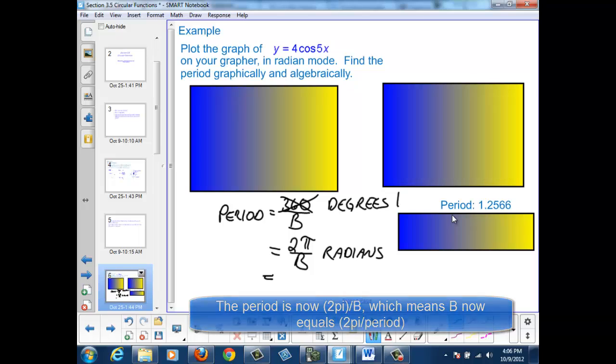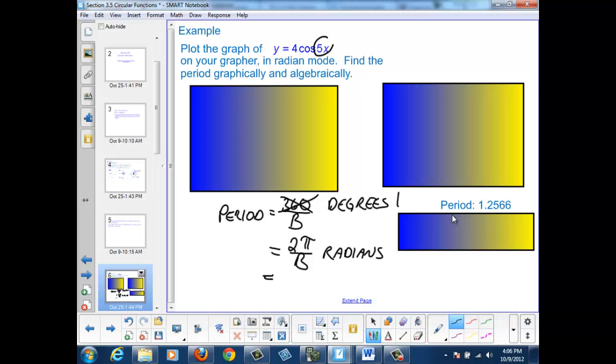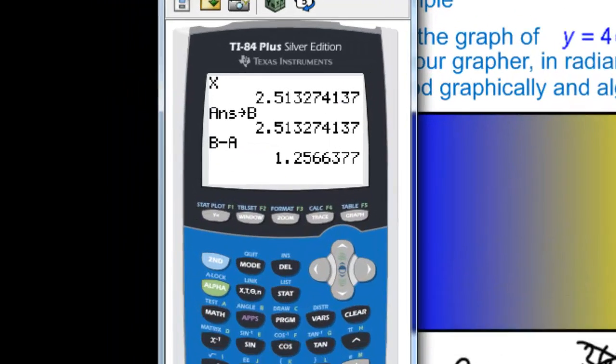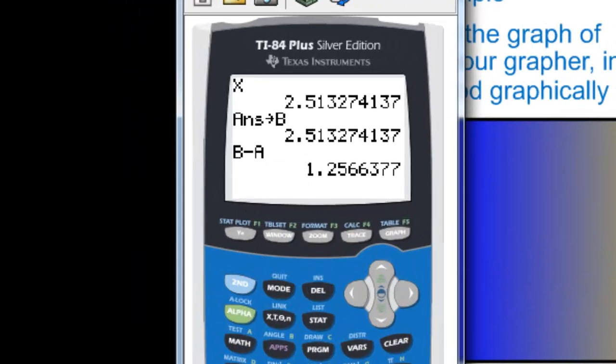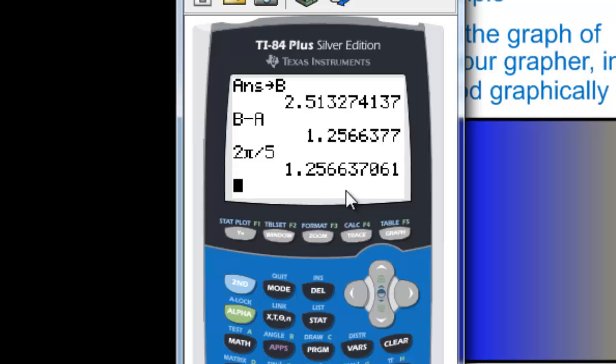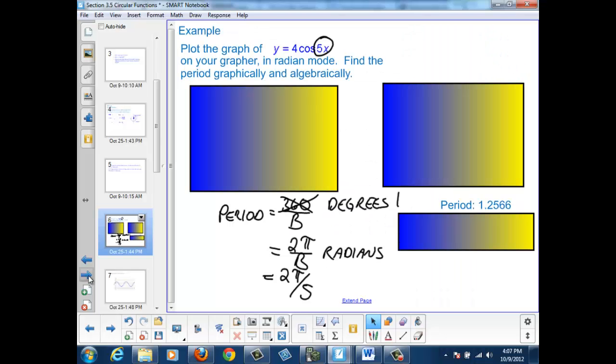In this case, our B value is 5, so our period should be 2 pi over 5. If I want to check that on my calculator, I'll take 2 pi and divide by 5, and I end up with 1.256637.